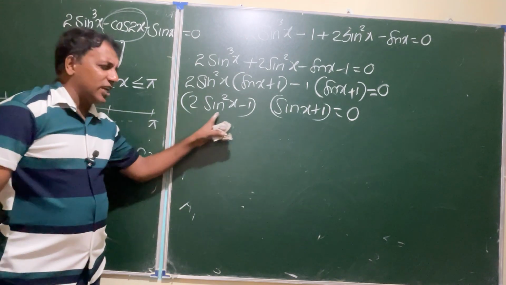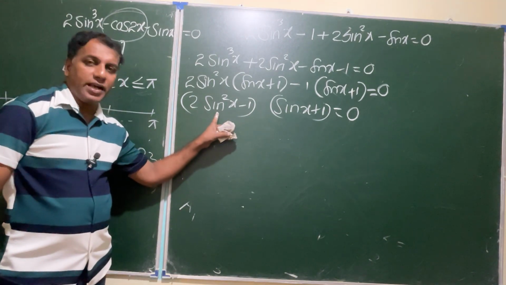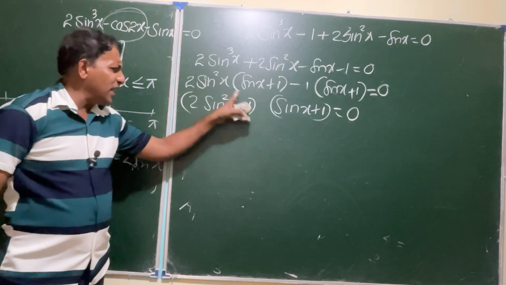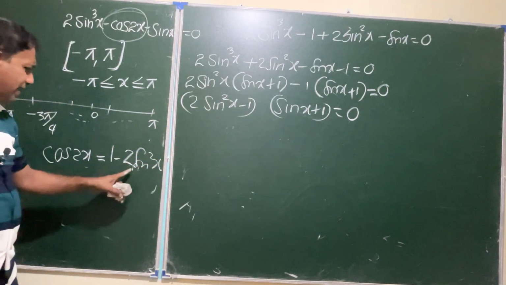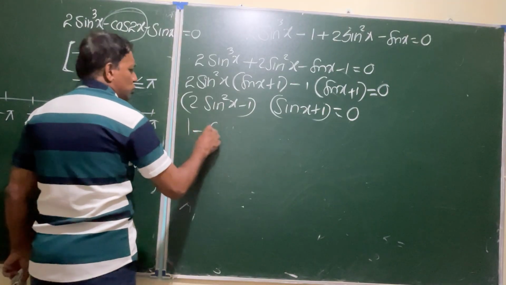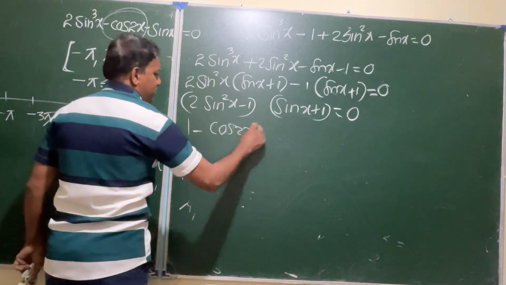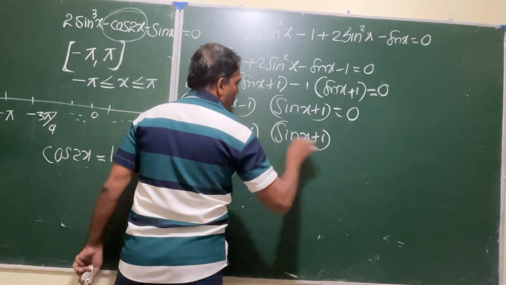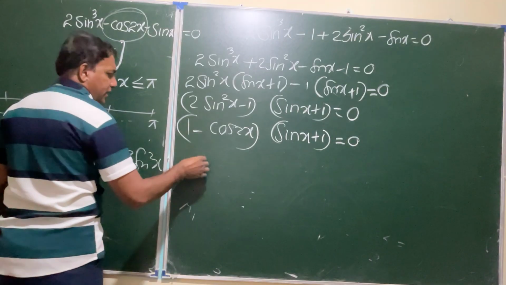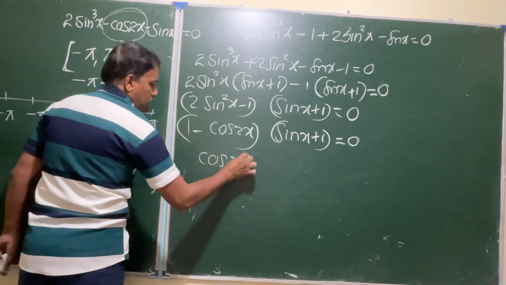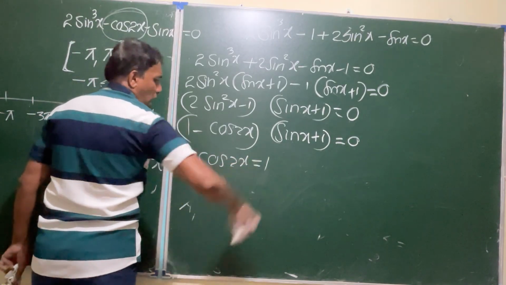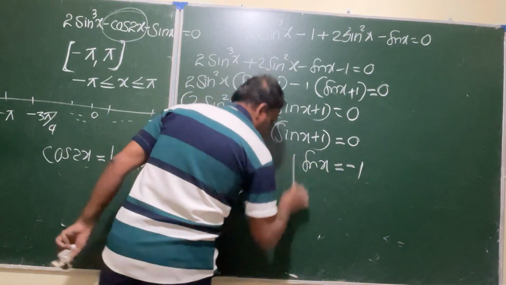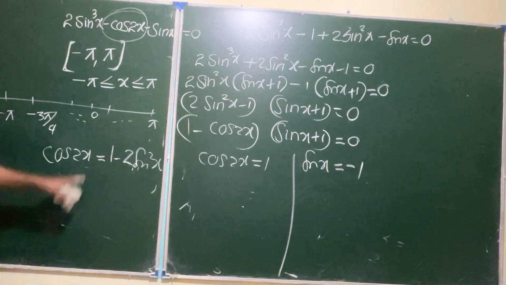Actually, you can find this x, no problem. What is sine x? Plus or minus 1 over root 2, pi by 4 pattern. Otherwise, can I write 2 sine square x as 1 minus cos 2x? That also can, right? And sine x plus 1 equal to 0. Therefore, solve this: cos 2x equal to 0, right? Otherwise, sine x equal to negative 1.